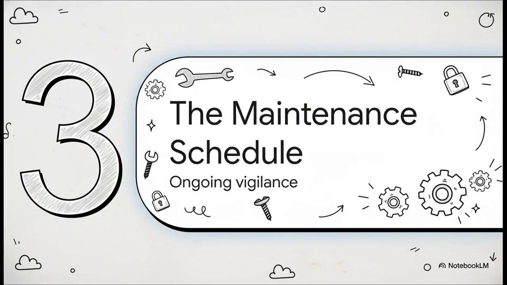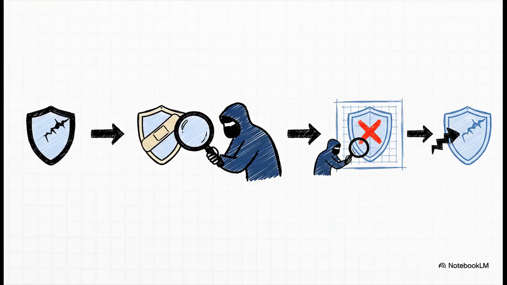So, we've got our blueprint, we've locked the doors and windows, we're done, right? Ha, not even close. Security isn't a one-time project you can just check off a list. It's like home maintenance. It requires constant, ongoing vigilance to keep things secure over the long haul. Let's talk about software updates, or patches. Why is it so crazy urgent to install them?